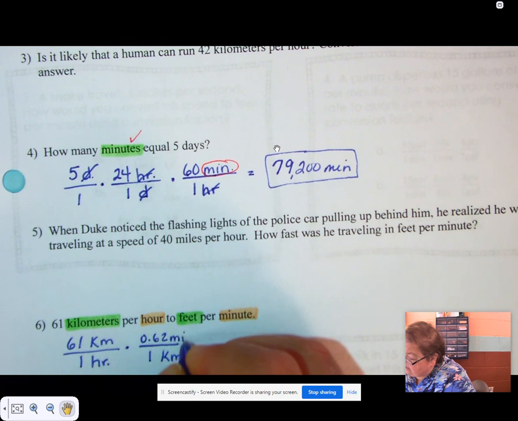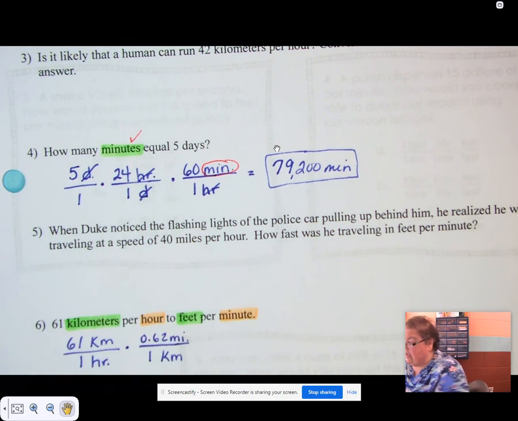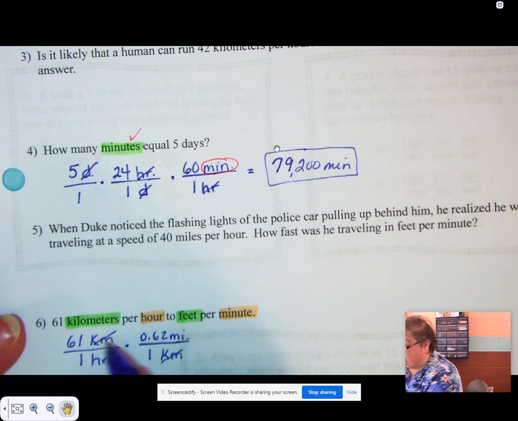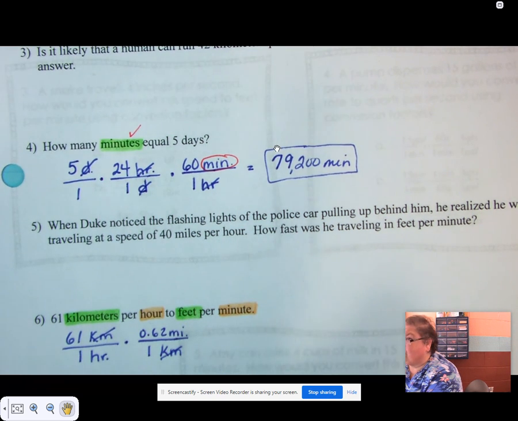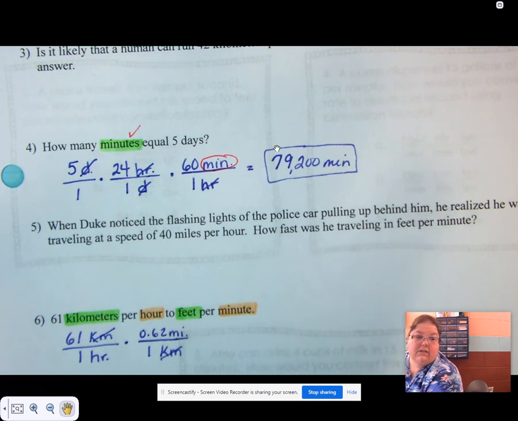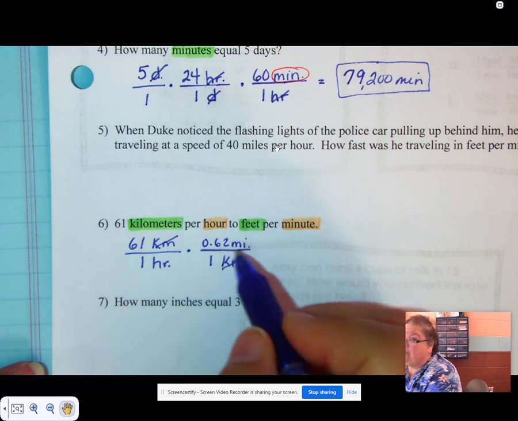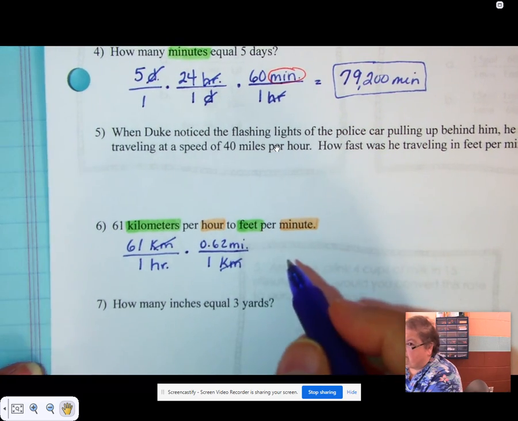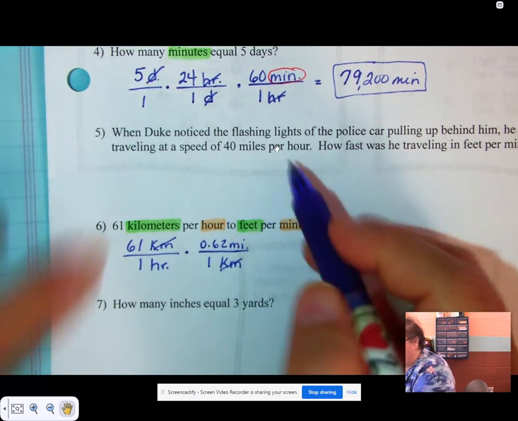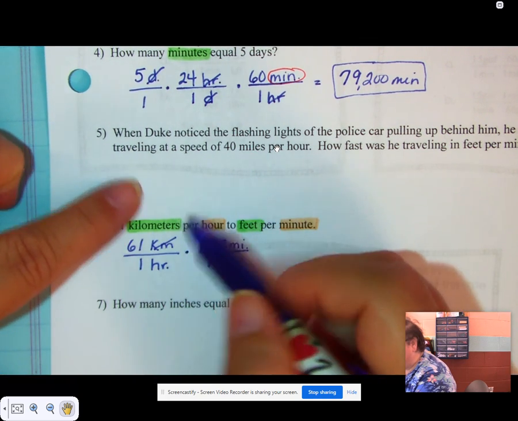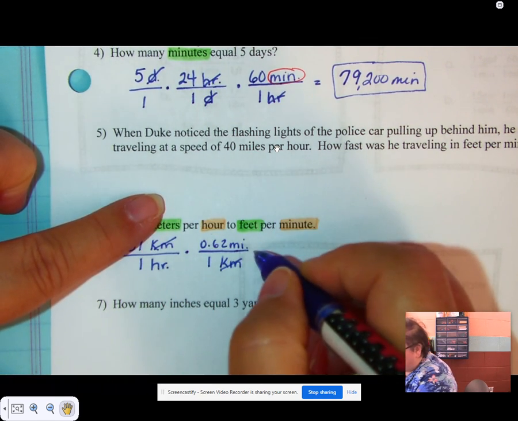0.62 miles. Okay, now I'm getting rid of my kilometers, one in the numerator, one in the denominator, cancels the word. Okay, and now I have 0.62, definitely two different numbers. Now am I where I want to be yet? No, kilometers is gone, but I still haven't gotten to feet yet.